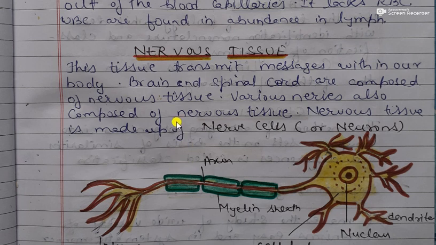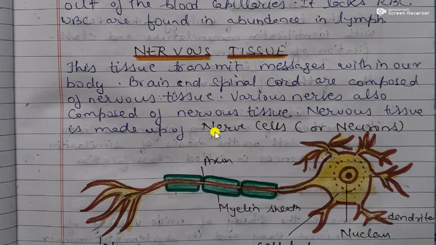Now we will study the nervous tissue. This tissue transmits messages within our body, messages in the form of electrical impulses. Brain and spinal cord are composed of nervous tissue. Various nerves are also composed of nervous tissue. So nervous tissue is present in brain, spinal cord and nerves.